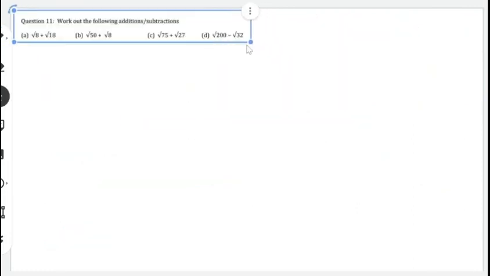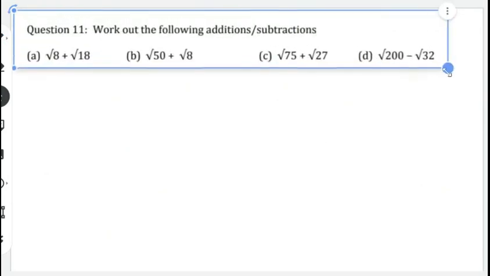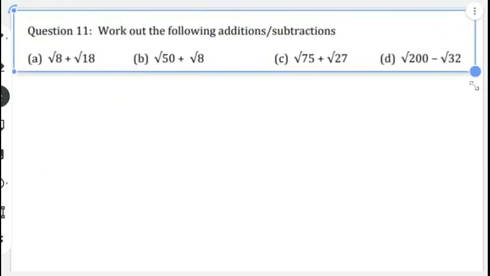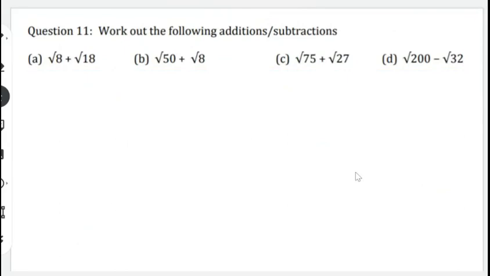So here are 4 questions to try. I think you will get familiar. Some of these are quite familiar now in terms of the way in which you'd simplify them because we've done them a few times before. But can you work out the following additions/subtractions? I have the answers.